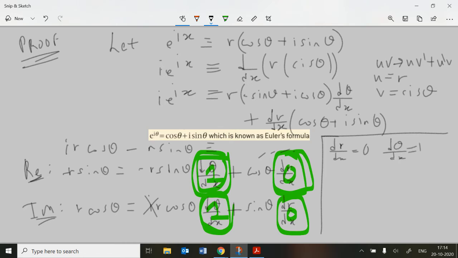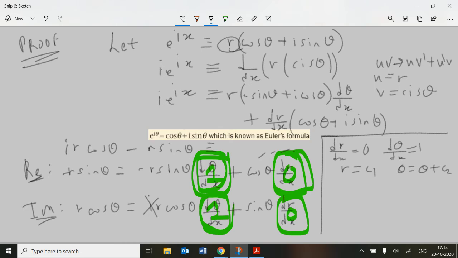Now, if you integrate both sides there, you'll see that r is equal to some constant, essentially. And if we integrate both sides of this, we'll see that theta is equal to theta plus some other constant. Let's call those C1 and C2. Okay, so it turned out that r wasn't dependent on x, it was just a constant.